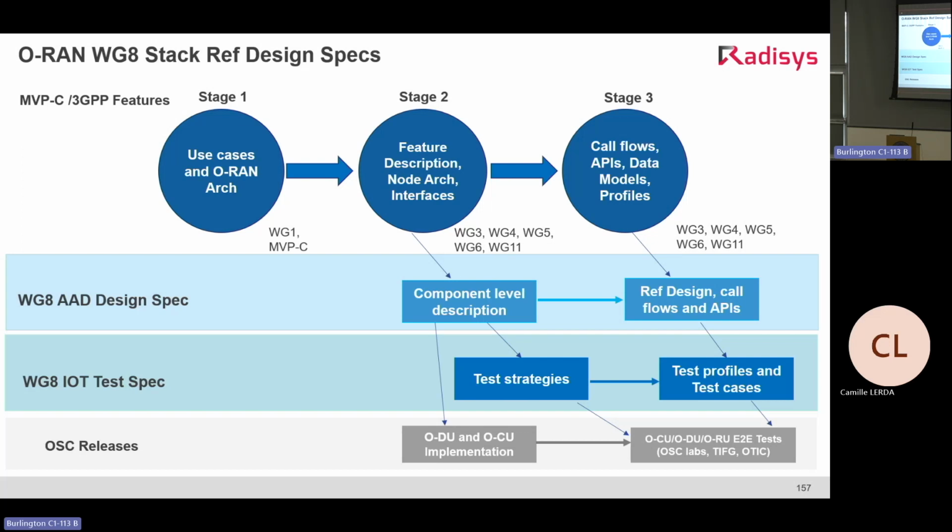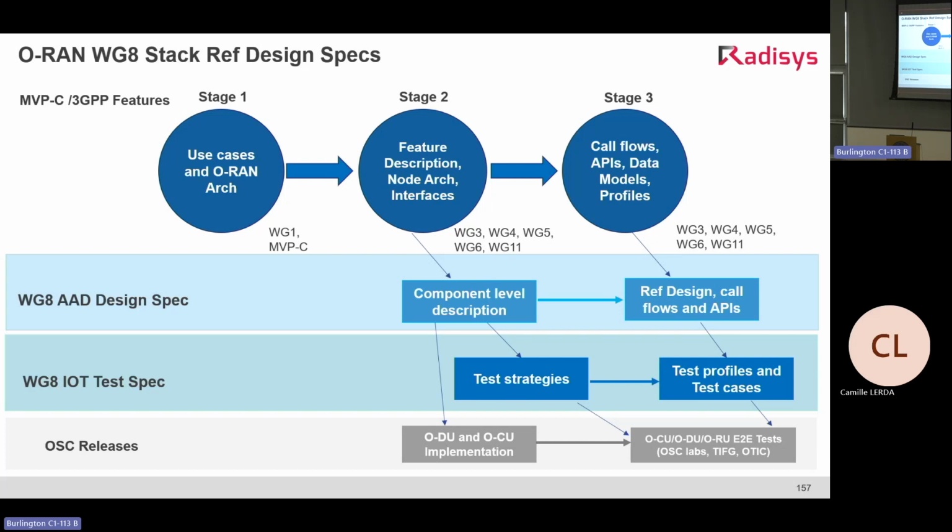And what we do in Working Group 8 is translate them in adequate detail as a reference design, and mostly at an architecture component level, then some of the call flows and APIs to describe the CU DU and the supported features and functionality. And we also develop what is called an IOT specification, because the design can be implemented in different ways between CU, DU, and RU, the core elements which we are focusing on.